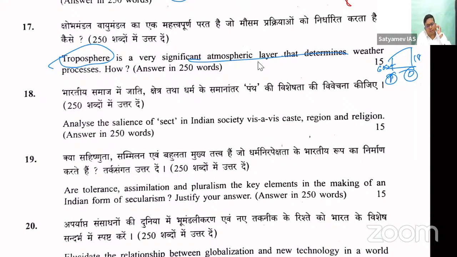So what should be the conclusion? What should be the conclusion in such a case? The conclusion will be that you can help in weather prediction. So understanding the mechanism of the role of the troposphere in the weather processes can help in prediction of weather events, weather related events. So this is how you can write the conclusion.